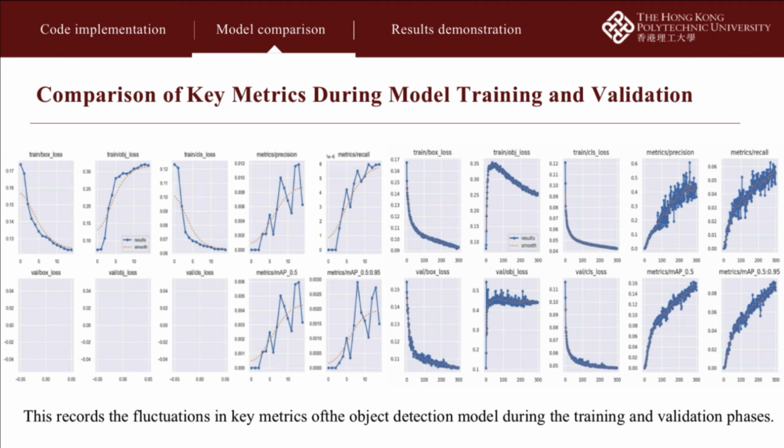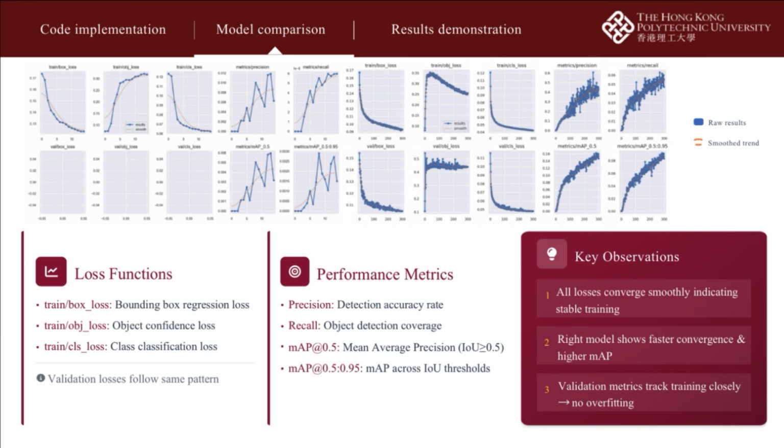And the third is our model comparison. It compares key metrics during model training and validation. This records the fluctuation in key metrics of the object detection model during the training and validation process. The key observations are: first, all models converge, indicating stable training. Second, the larger model shows faster convergence and higher mAP. And third, the validation metric tracks training closely and there is no overfitting.